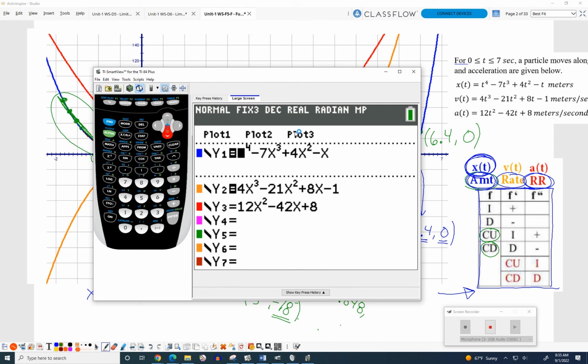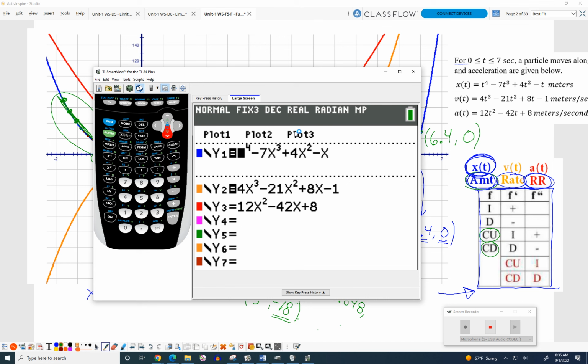Hey, do this, please. Come on. Press second quit, clear the screen. That puts you on the main screen. Okay, listen. You have stored in the register Y2 the velocity. We want to find the velocity at time 0. Here's the other way to do it.